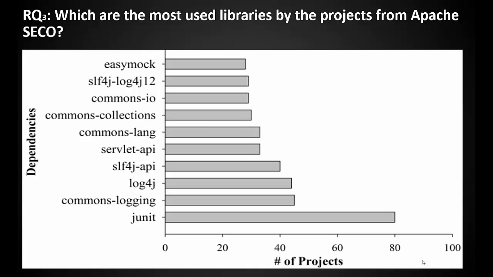To answer which are the most used libraries by projects from the Apache, we made a top 10. This top 10 shows the most used libraries. As we can see, 80 projects used JUnit. This external library is an open source Java framework and is one of the most used tools for Java unit testing. Java code tends to be far more robust, reliable, and bug-free because of JUnit. For these benefits, JUnit is so popular on the Apache.